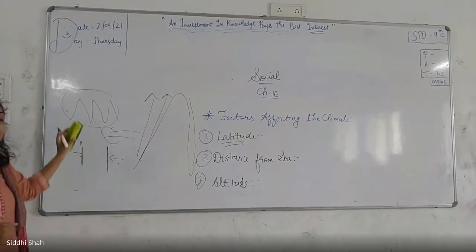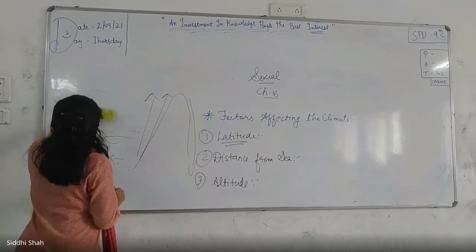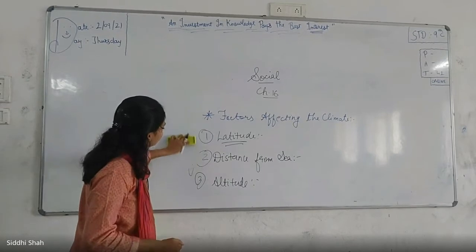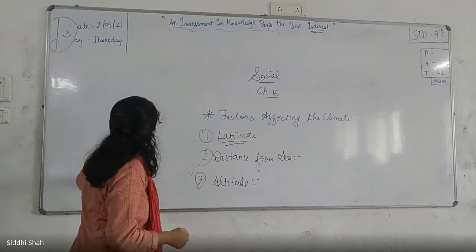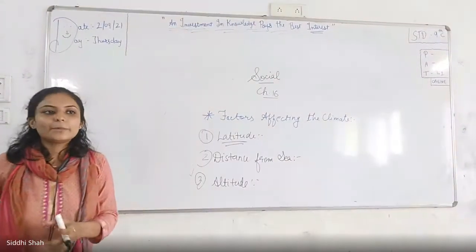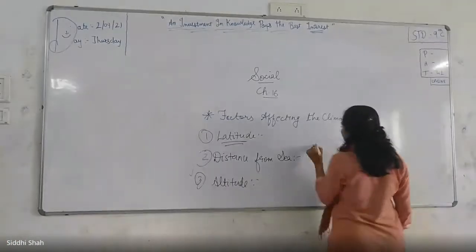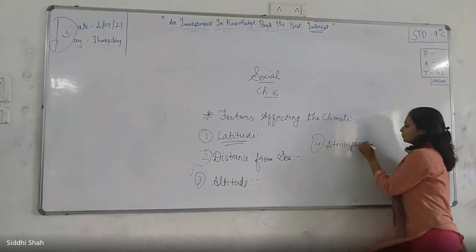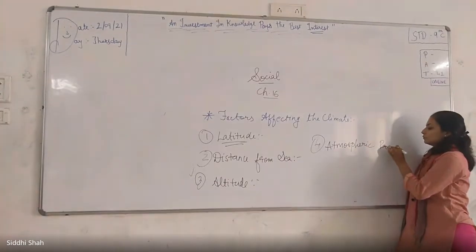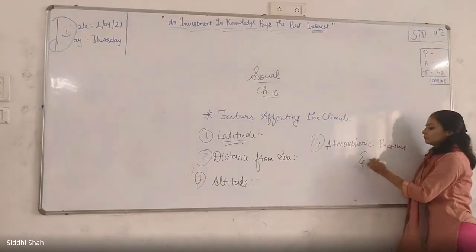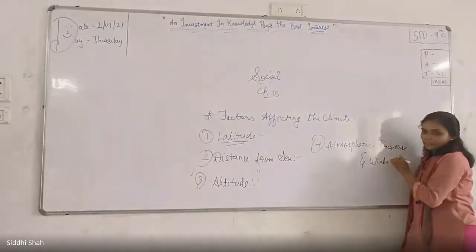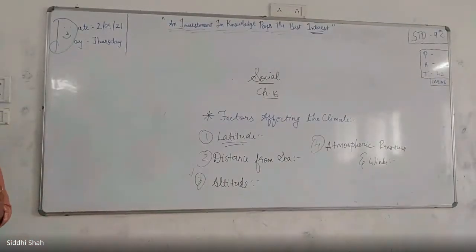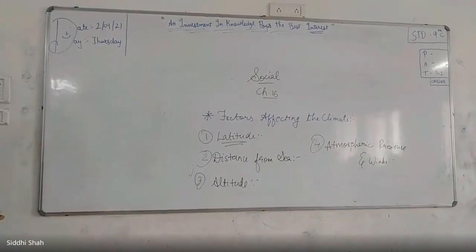Clear? Next is atmospheric pressure and winds. Clear now? Yes. This is a 4-mark question. Just now you will understand, and you will easily write the answer on your own. Clear? Atmospheric pressure and winds. India falls in which trade winds?